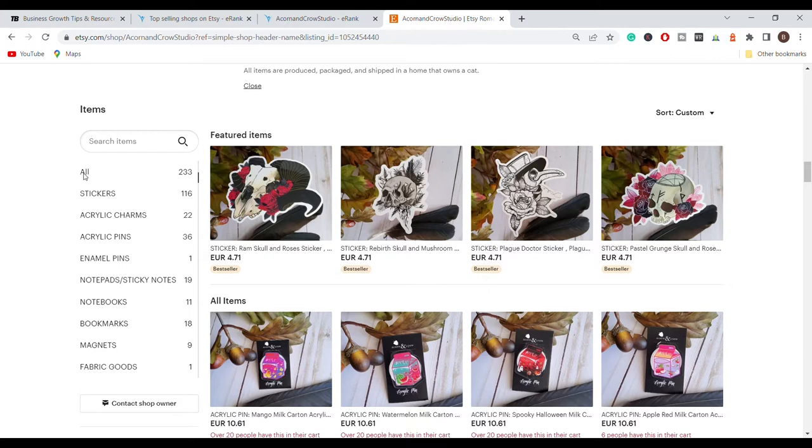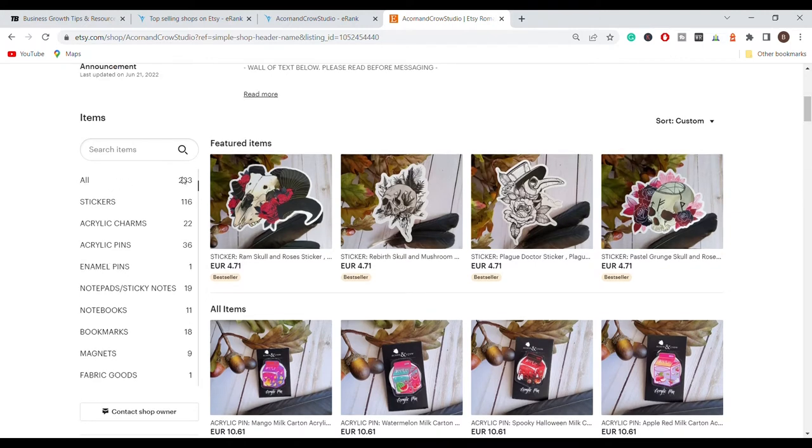When we go to their store and browse through their products, we can see that they have a total number of 233. So that is a very small number compared to the top, let's say, 5 or 10 Etsy stores that usually have around 1,000 or even more products.